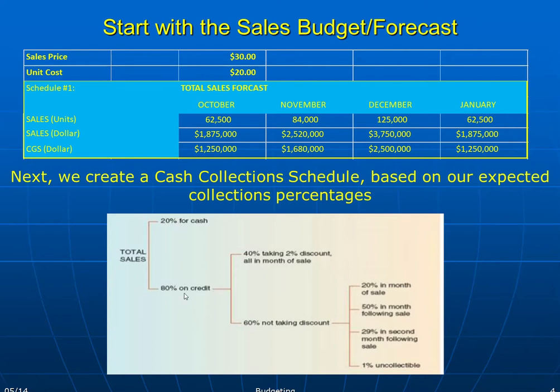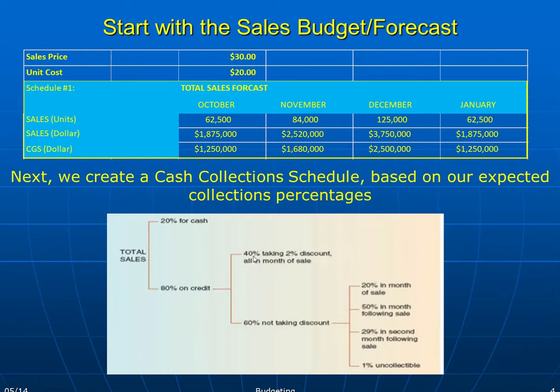However, if we have credit sales, there's a couple issues that we need to address. Number one, we may have offered sales discounts, which is an incentive to try to get our customers to pay quickly. So in this particular illustration right here, we're assuming that 40% of these credit sales will be taking a sales discount and the other 60% will not be taking a sales discount. Well, what's a sales discount? For example, 2/10 net 30. What does that mean? That means they get a 2% discount if they pay within 10 days. Otherwise, the net balance is due within 30 days.